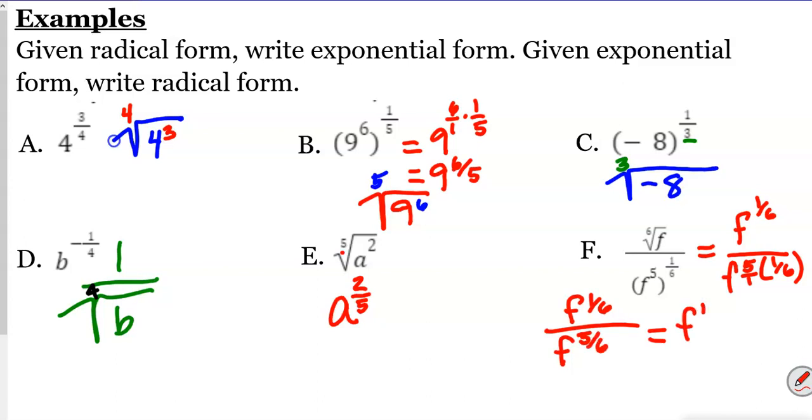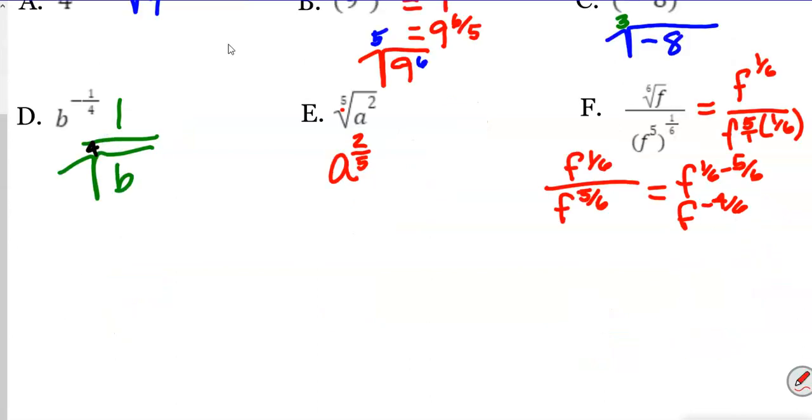So now we're going to combine these. So this is going to be f to the 1/6 minus 5/6. So this is going to be f to the what? -4/6, which can be reduced, right? So we're going to go ahead and do that. So that's going to be f to the -2/3. Okay. So now we're going to actually put that in radical form. So it's going to be 1 over, our f is our radicand, right? So we're going to put our f there. And we're going to take our 3, and it's going to be our index, right? And then our 2 is going to be our power. So that's our answer right there, okay?